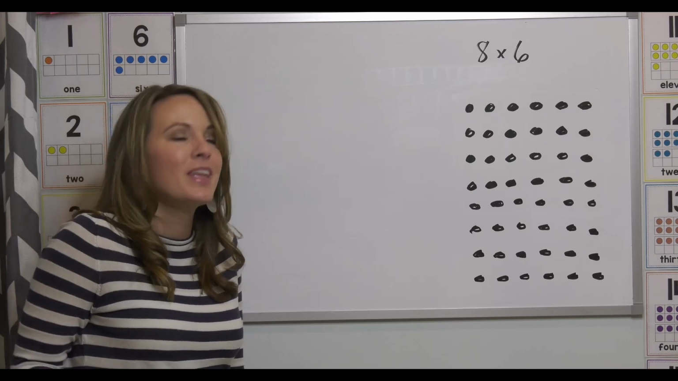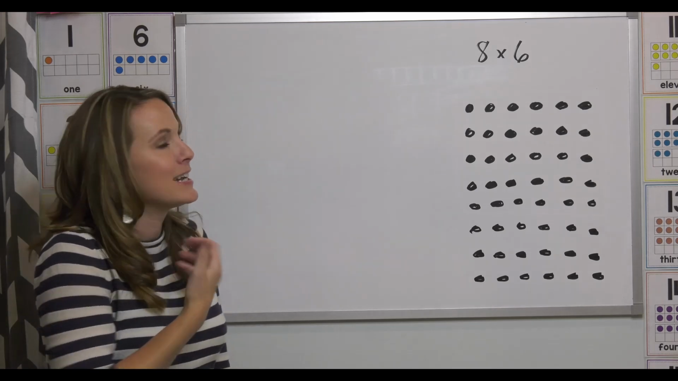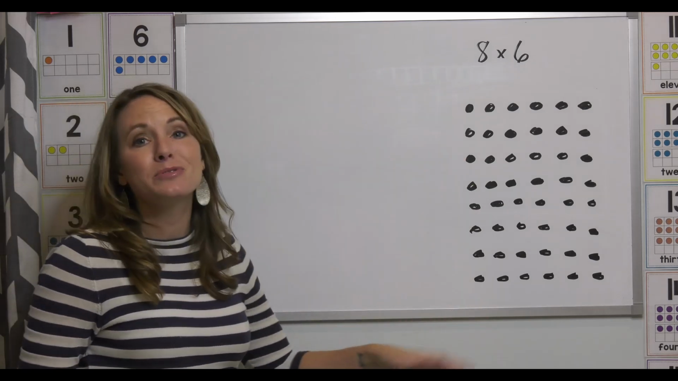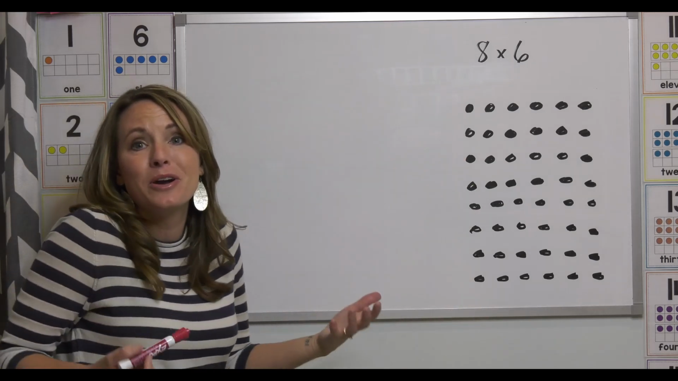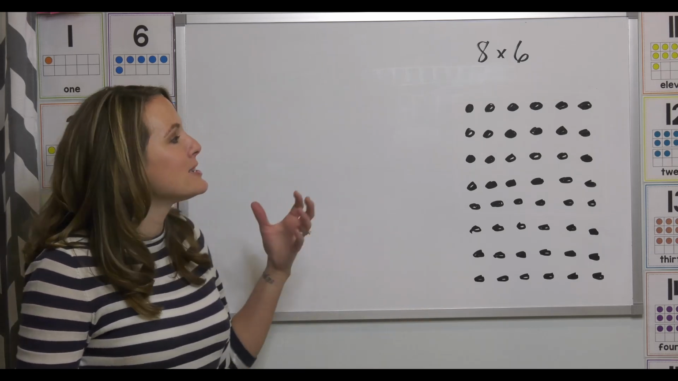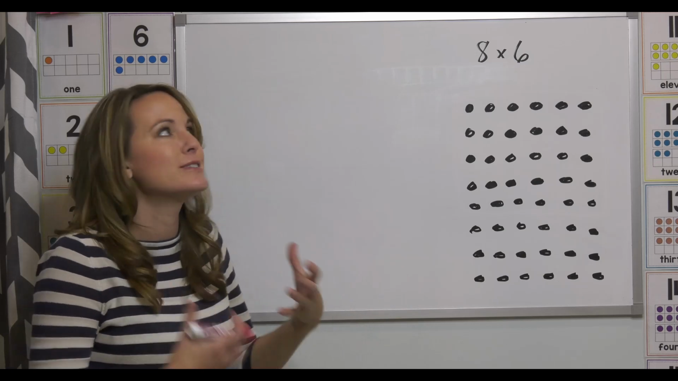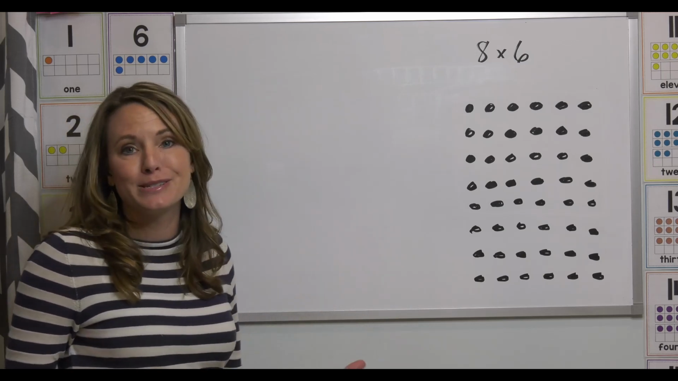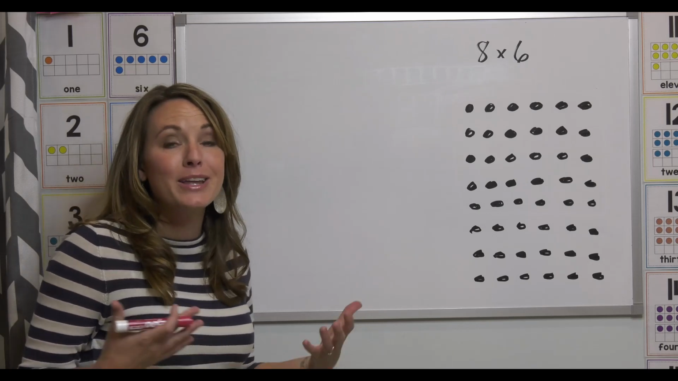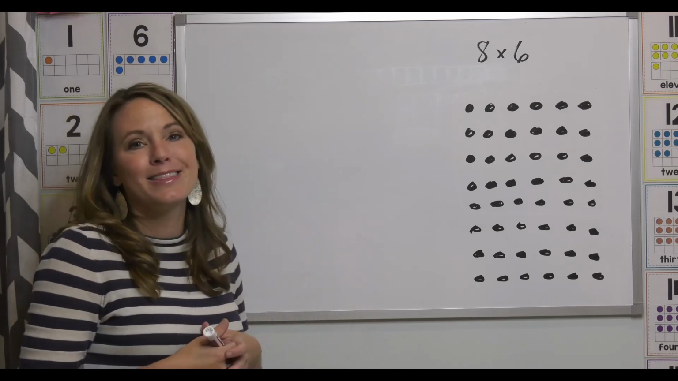Because it's true. So I've got this fact here, 8 times 6. This is a whole lot of drawing here. In fact, I did it before we even started the video because I didn't want to waste your time. We don't want to count all these. We don't want to spend the time doing this every single time when we want to show 8 groups of 6 or 6 groups of 8. So how could we use something we already know to find the product?